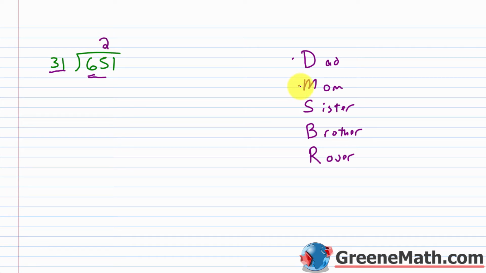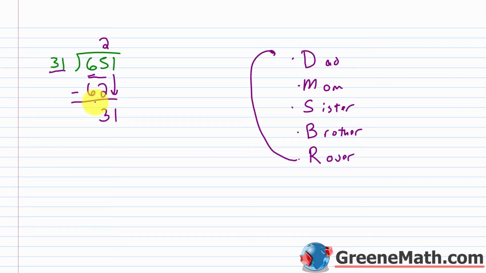And then I would multiply, okay, that mom step. So 2 times 31 is 62. Then I would subtract, the sister step. 65 minus 62 is 3. Then I would bring down, the brother step. So this 1 would come down. Then I would repeat or remainder, which is the Rover step. In this case, we're going to repeat the process. So we're coming all the way back up here, and we're going to divide again.